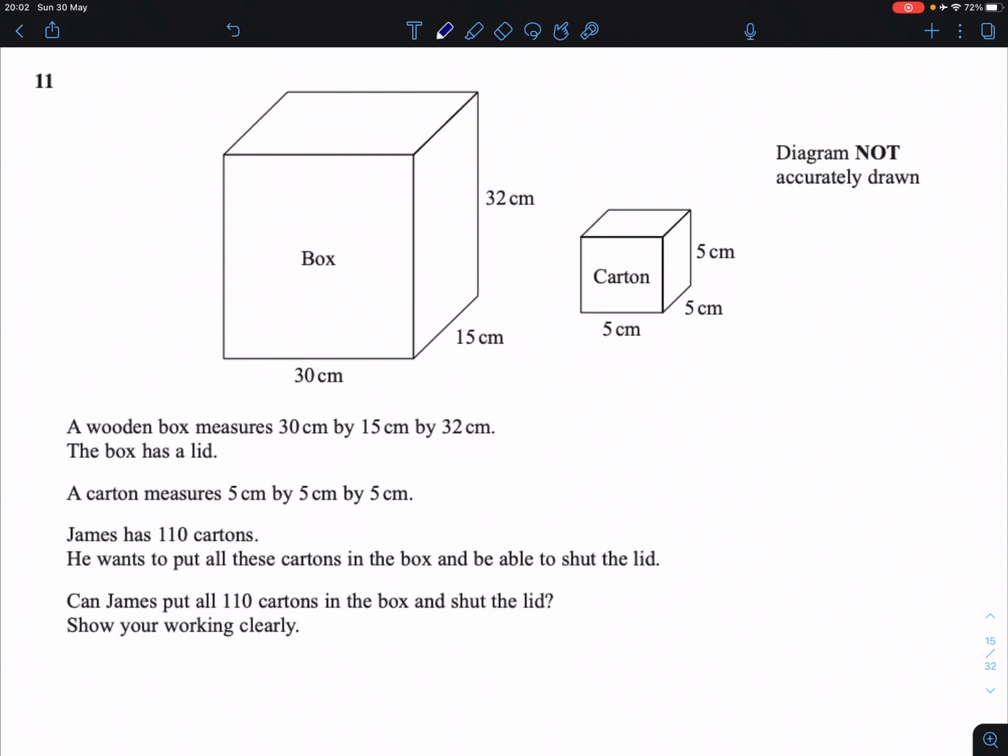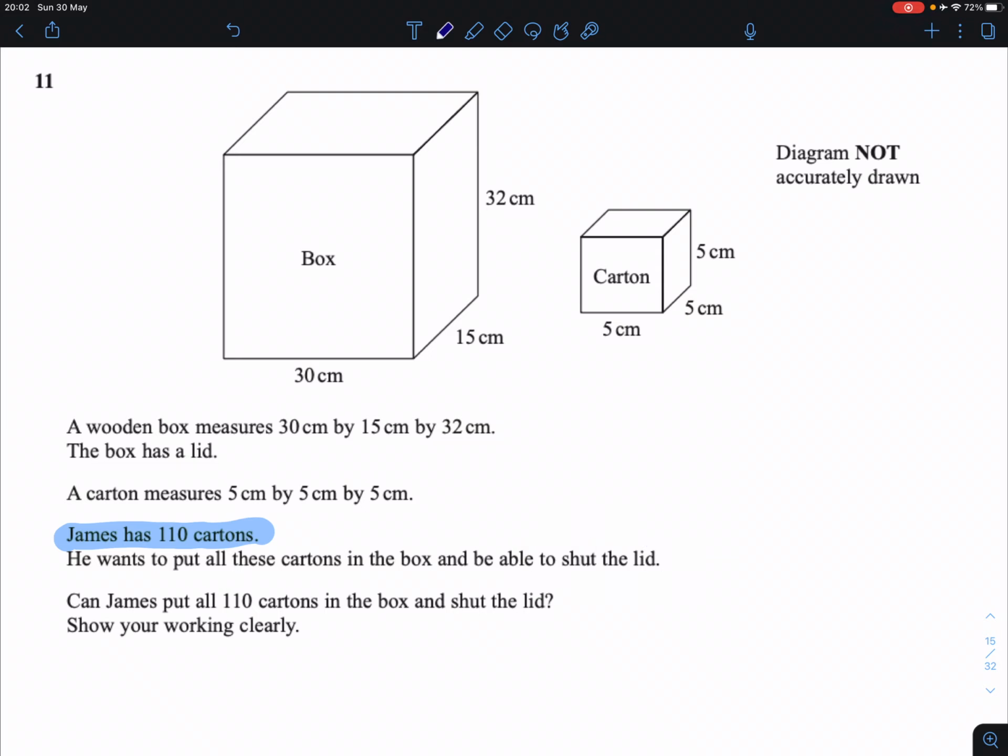Question 11. We have a wooden box measuring 30 centimeters by 15 centimeters by 32 centimeters, as shown there, and it has a lid. We have a carton measuring 5 by 5 by 5 centimeters, and James has 110 cartons. He wants to put all of these cartons inside of this box in such a way that the lid can shut. In other words, it has to fit perfectly.